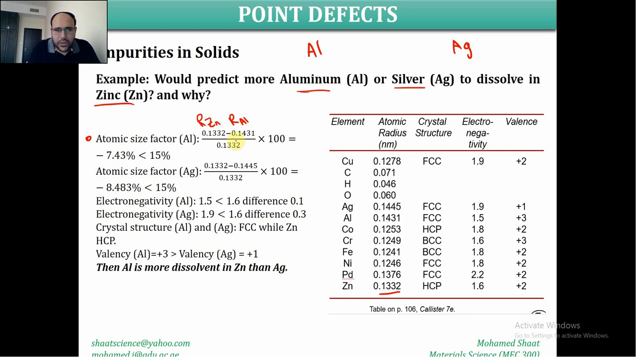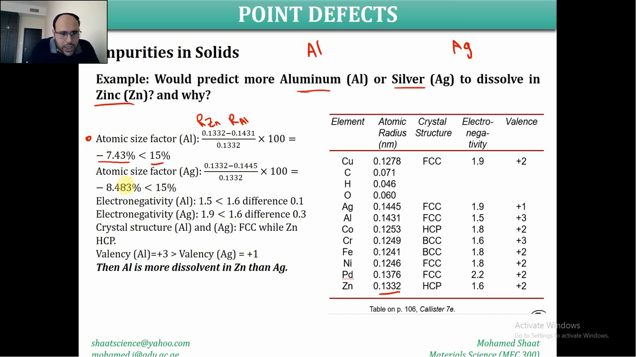So in that case, when we calculate this, it is going to give us negative 7.43. Forget about the negative, I just compare the absolute value, 7.43%. It is less than 15%. It means that the aluminum can be dissolved. It can form a substitutional solid solution with the zinc.